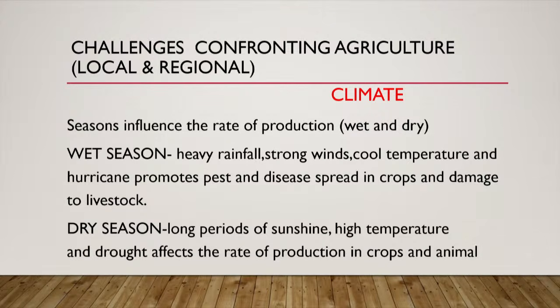Seasons influence the rate of production. Wet season lends to heavy rainfall, strong winds, cool temperature, hurricane. In the hurricane season, it also promotes pests and disease. And this is spread in animals and it aids to damage livestock as well. Also, the dry season.